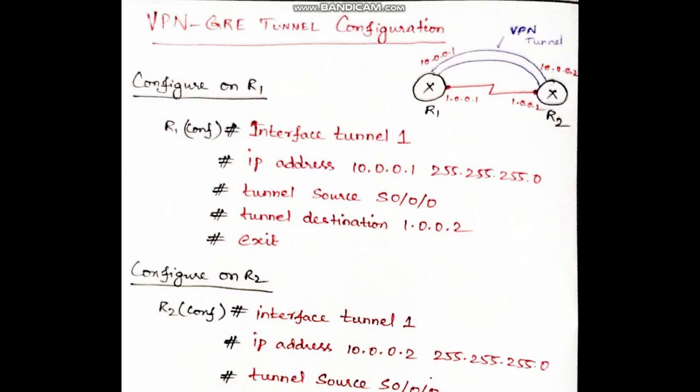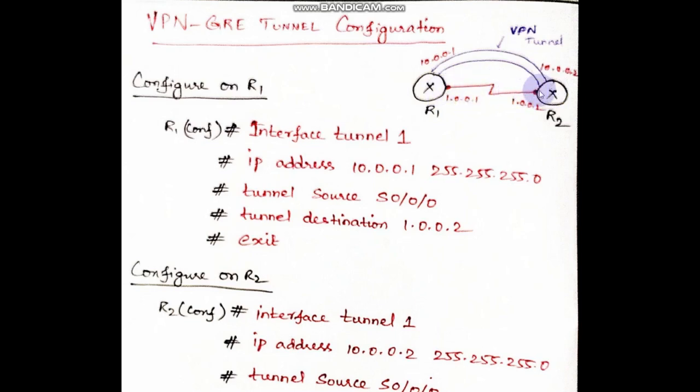So we'll see the command. How to make a tunnel, a VPN GRE tunnel, in Packet Tracer. Here I have taken two routers, R1 and R2, connected over a longer distance through the serial interface.